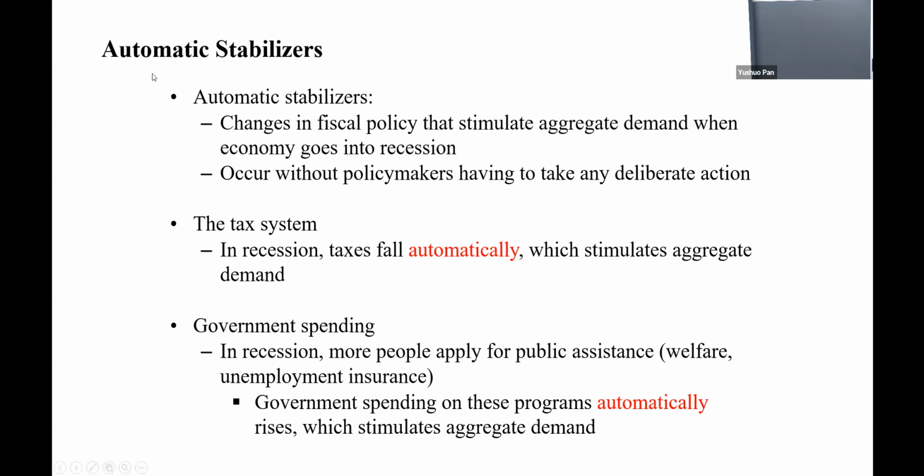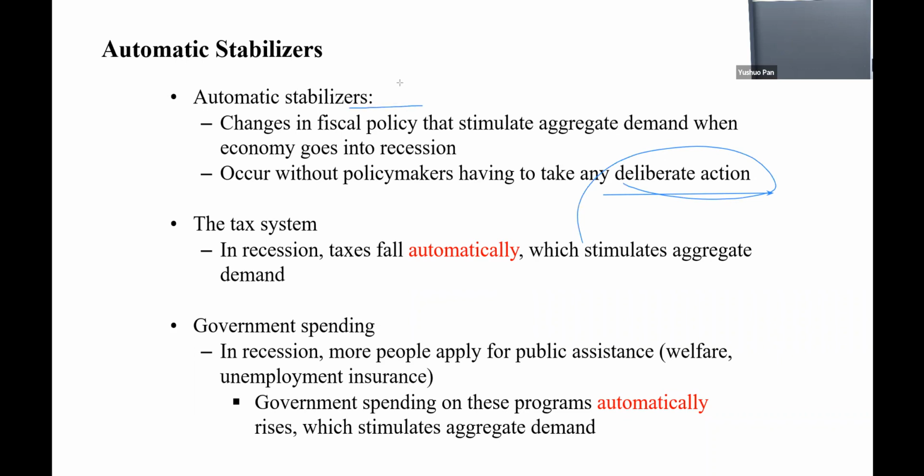So which is where the automatic stabilizer happens. Automatic stabilizers are changes in fiscal policy that stimulate aggregate demand when the economy goes into recession. That will happen automatically, occurring without policymakers having to take any deliberate actions, which means Congress or policymakers do not need to take years to figure out the result. It will happen automatically. It will just happen immediately.